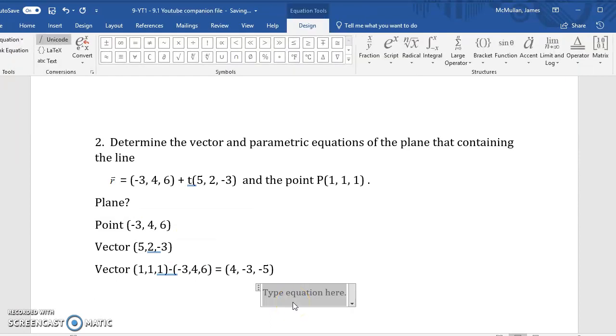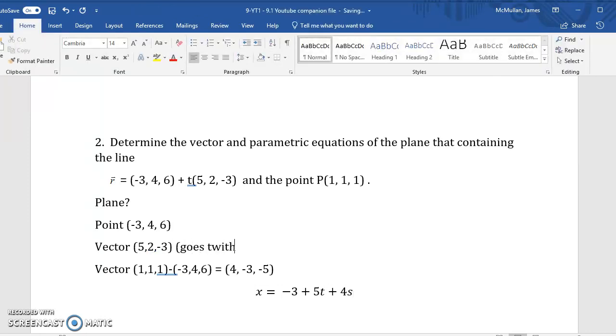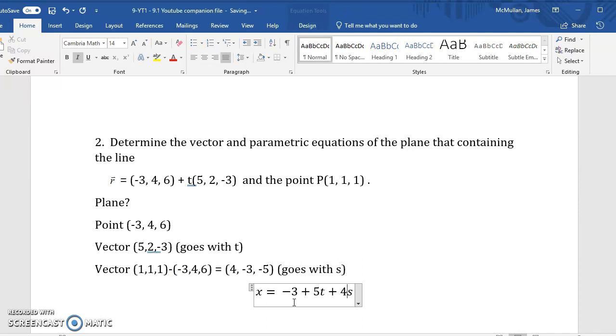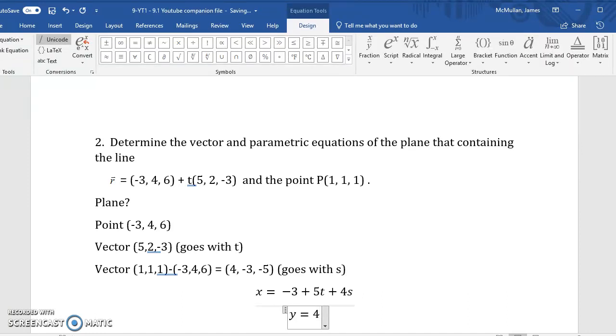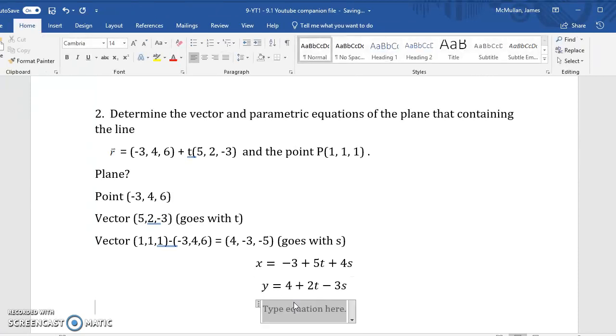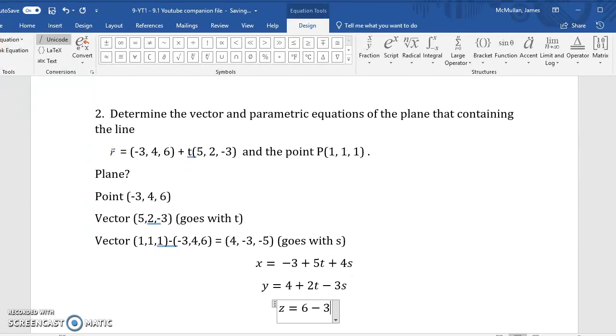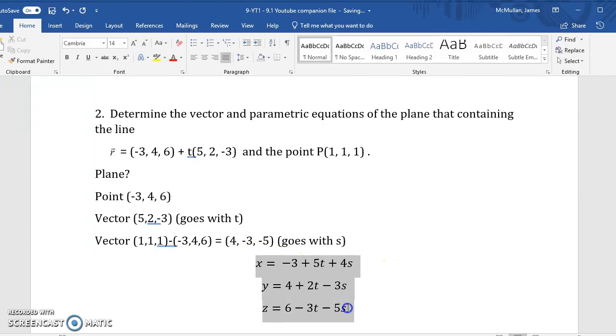So we now have a point, a vector, and a vector, and this is going to specify the equation. So parametrically, we start with x is equal to -3 plus 5t plus 4s. I'm going to say this one goes with t, and this one goes with s. It doesn't matter which ones you pick, whatever you want. Y is equal to 4, 2t, and minus 3s, and the z coordinate starts at a 6. We take away 3t, and we take away 5s, and there you go. This is the equation that contains that line and that point, okay?